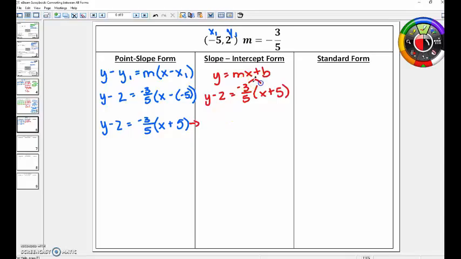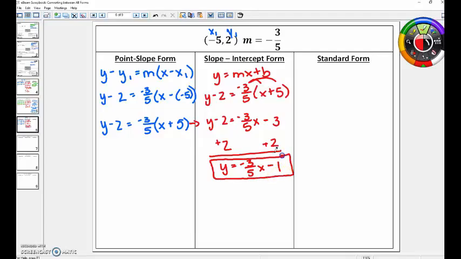Okay, the first thing we're going to do is distribute. y minus 2 equals negative 3/5 x. Negative 3/5 times 5 becomes negative 15 over 5. I can simplify that down to negative 3. I'm now going to add 2 to both sides. y equals negative 3/5 x. Negative 3 plus 2 is negative 1. And that is my slope-intercept form of the equation.